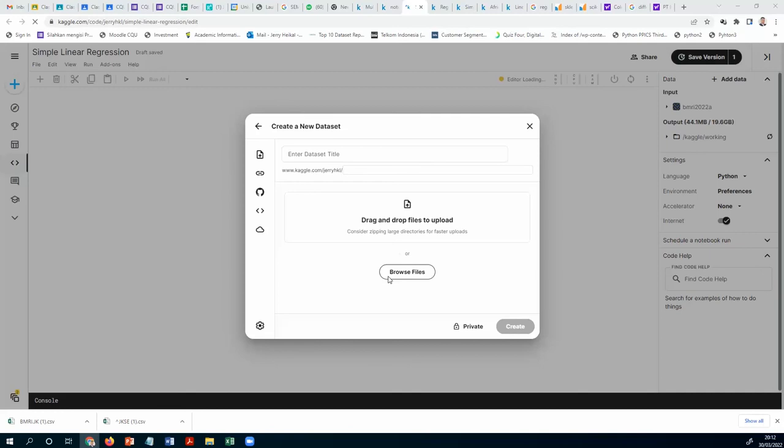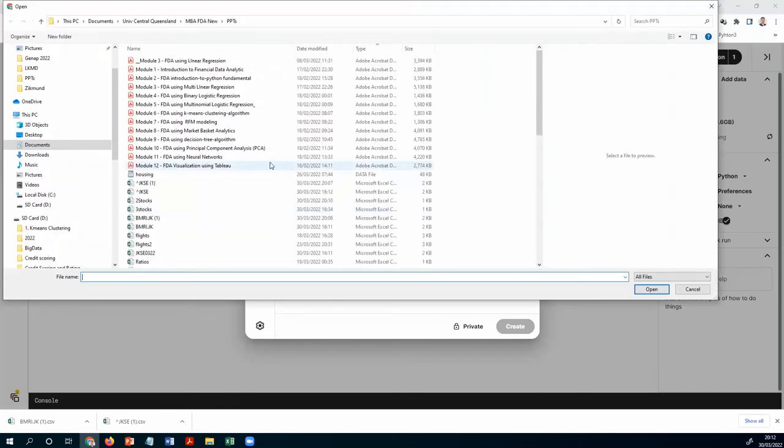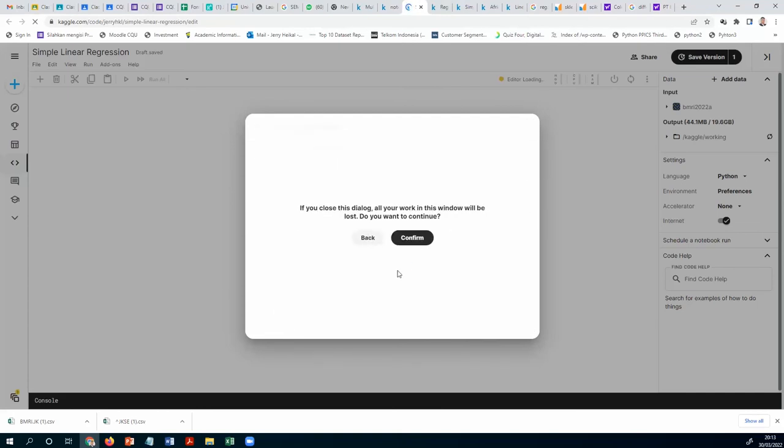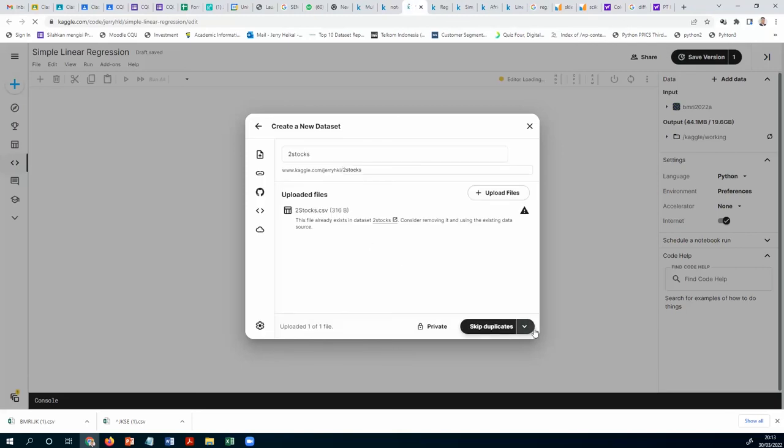Okay. Two stocks. Open. Two stocks. Oh, already there. Okay, no need. So this is already in the datasets. Okay, cancel. Okay. Skip duplicates. Include duplicates.